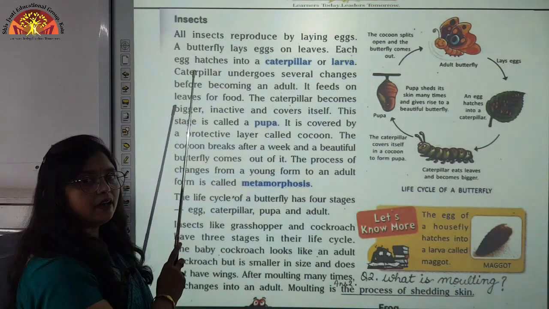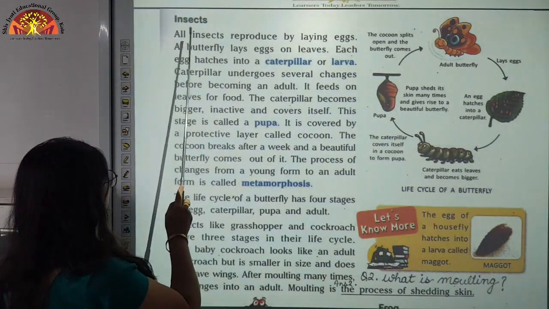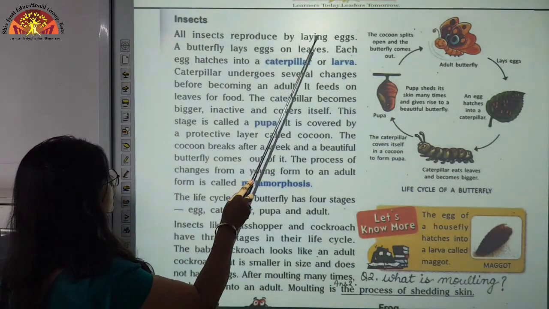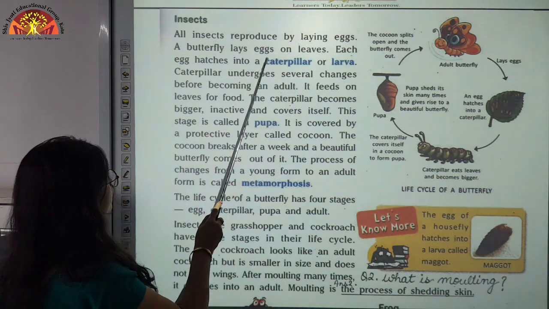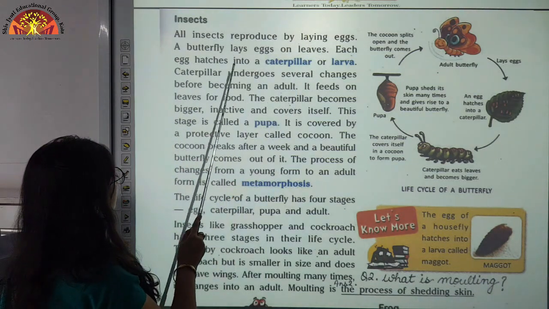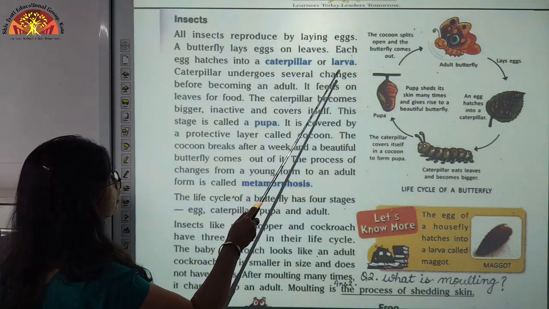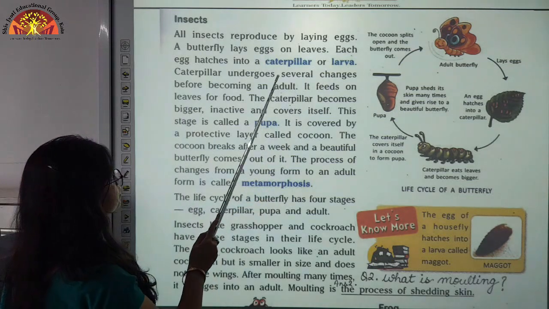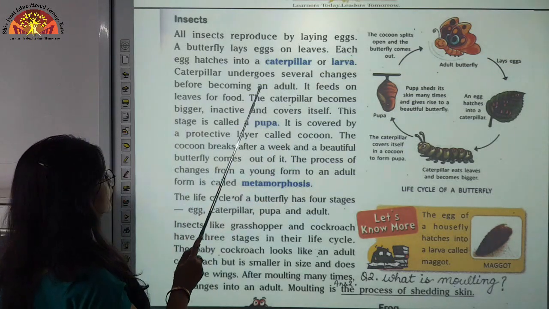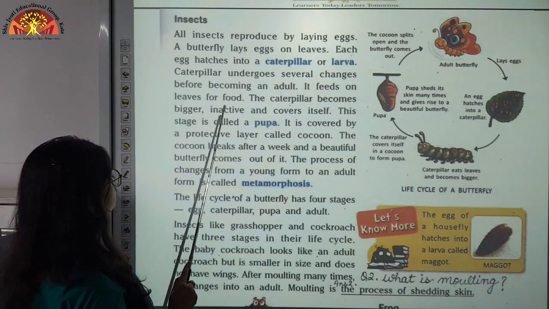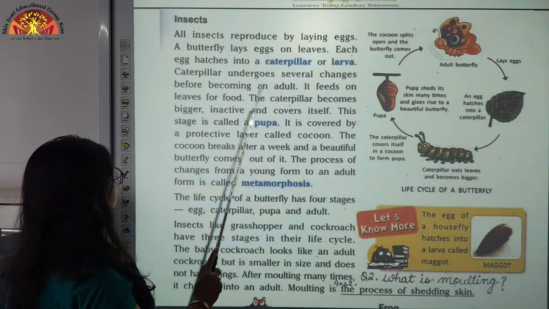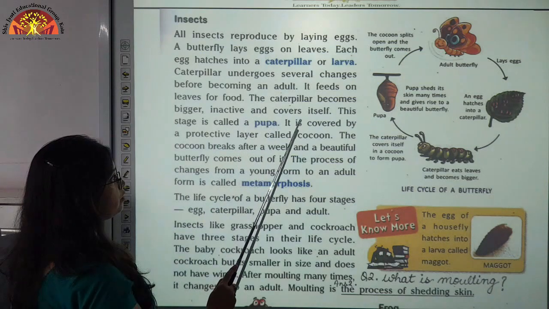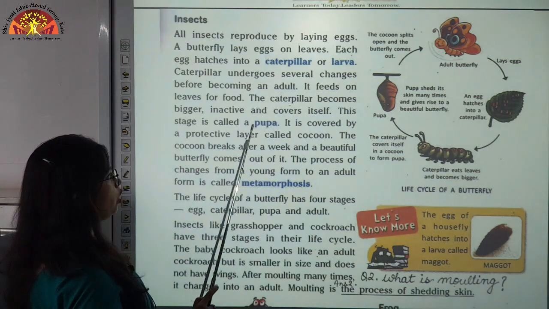Now we will see the life cycle of insects. All insects reproduce by laying eggs. A butterfly lays eggs on leaves. Each egg hatches into a caterpillar or larva. Caterpillar undergoes several changes before becoming an adult. It feeds on leaves for food. The caterpillar becomes bigger, inactive, and covers itself. This stage is called pupa.